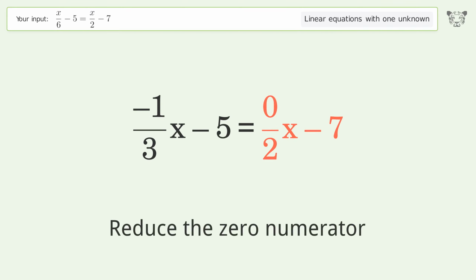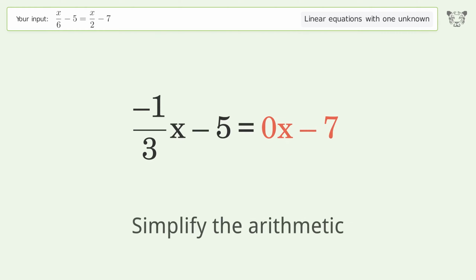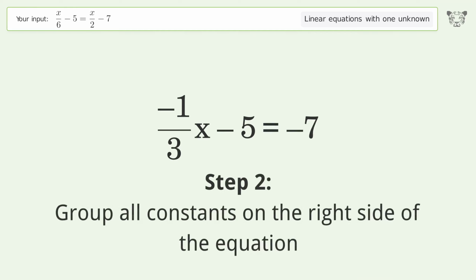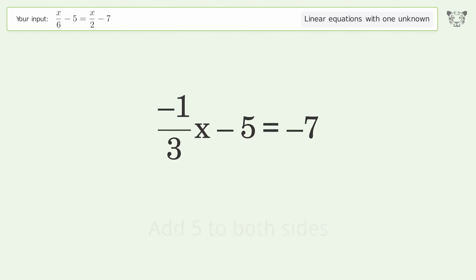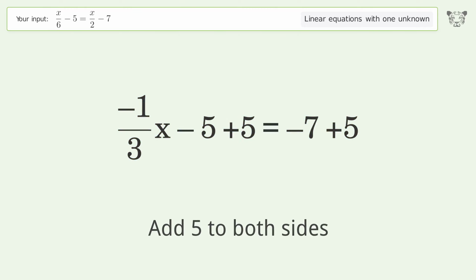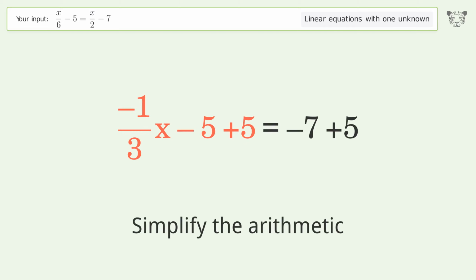Reduce the zero numerator. Simplify the arithmetic. Group all constants on the right side of the equation. Add 5 to both sides. Simplify the arithmetic.